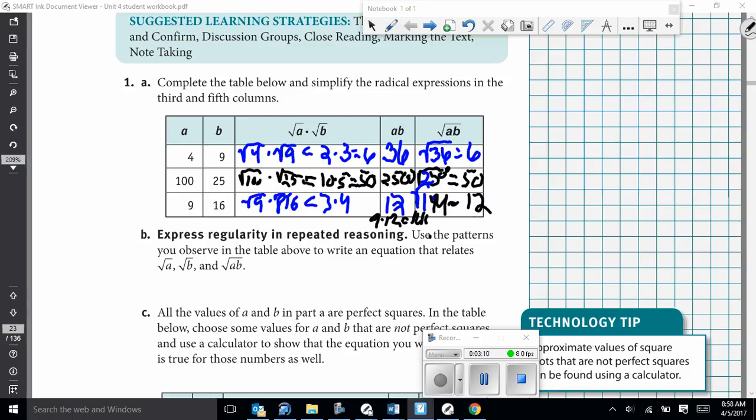So what are we noticing about these numbers? They end up the same. So we have 50, 50, we have 12, and 12.